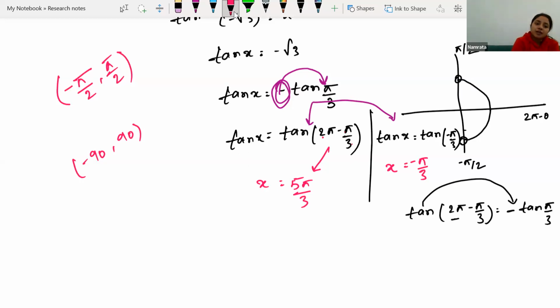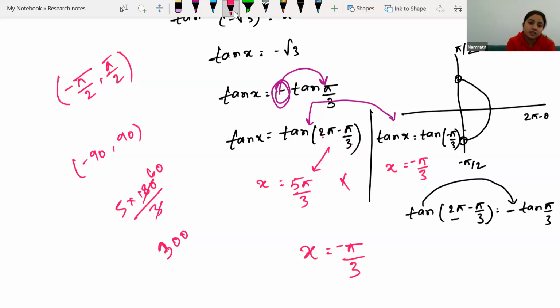So let's check. 5 into 180 by 3 means 300. Between minus 90 and 90, 300 doesn't lie. Okay, so we cannot take this 5 pi by 3. Minus pi by 3 will lie, and yes, that is the answer. X is equal to minus pi by 3. So always we have to take into consideration all the possible cases.